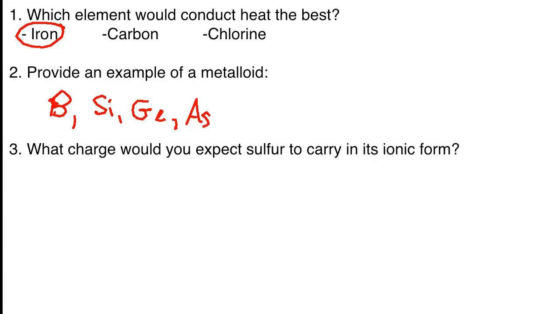Now, the last question says, what charge would you expect sulfur to carry in its ionic form? If you were to look at the periodic table, sulfur is in the oxygen family group, and that carries a charge of 2-. So you would expect an ionic charge of 2- on sulfur.